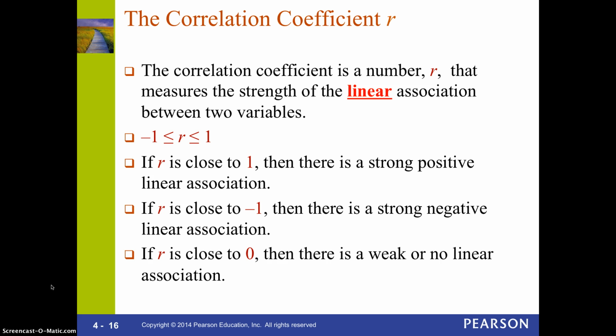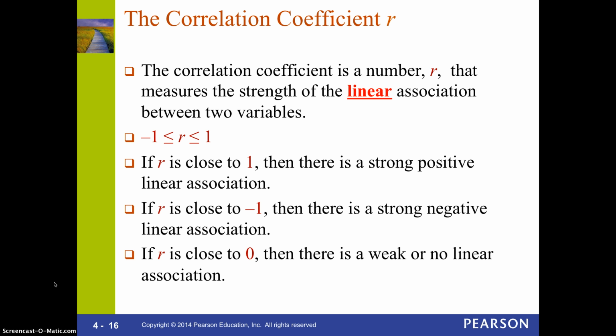Okay, R is always a number between -1 and 1, and since we're not actually ever going to compute it using our calculator or the formula, we're going to let StatCrunch do it. Okay, and the closer the R value is to 1, the more strongly positive the association is. If R is close to -1, then there's a strong negative association, and close to 0, there's a weak or no linear association.